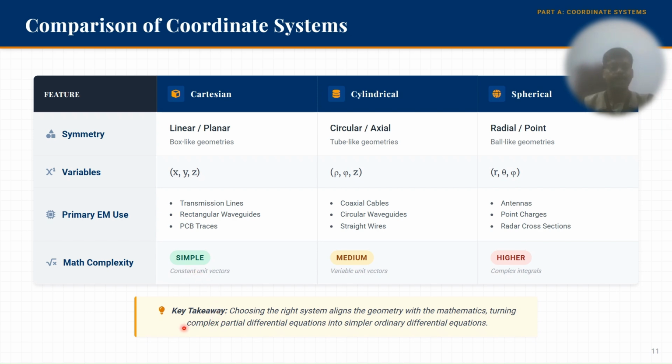So what are the key takeaways? Choosing the right system aligned to the geometry turns a complex partial differential equation into simpler ordinary differential equations. You have gone through differential equations in your mathematics. So complex partial differential equations can be simplified into ordinary differential equations through knowledge of the coordinate system. So this is the basic fundamental requirement to understand these coordinate systems.